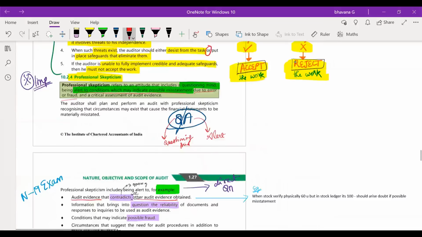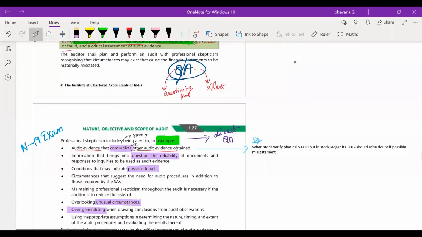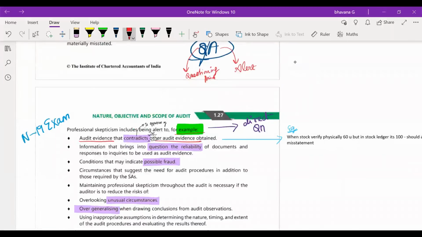So I told you what is professional skepticism. Okay. Now here they have given me a few examples of professional skepticism. Here, this was a question in our last attempt, that is in our May 19 attempt. Whoever wrote the exam and failed in audit, this was a question.